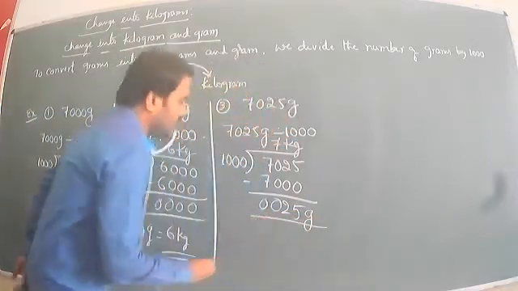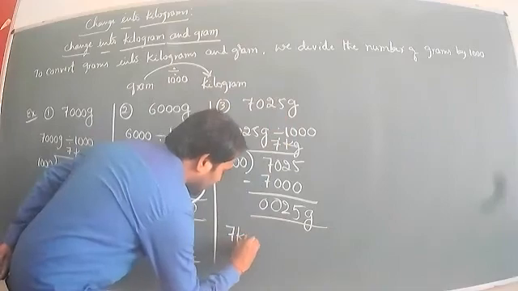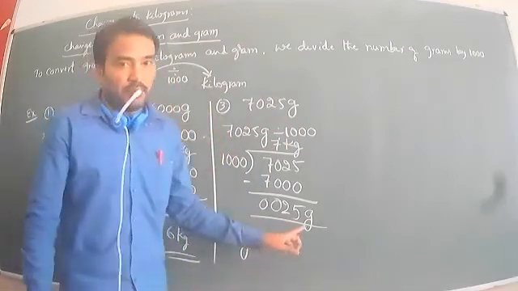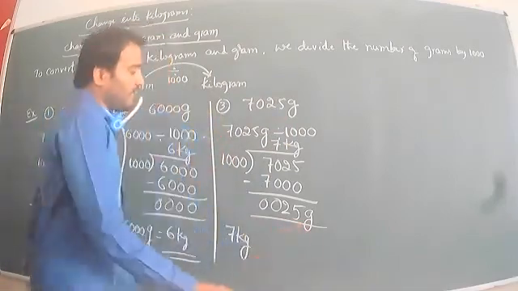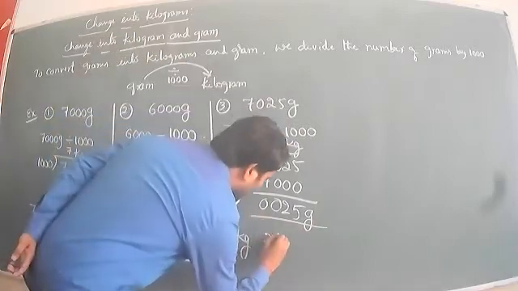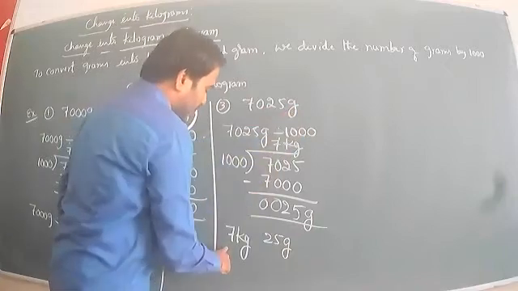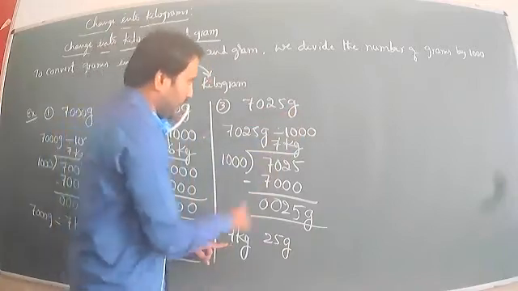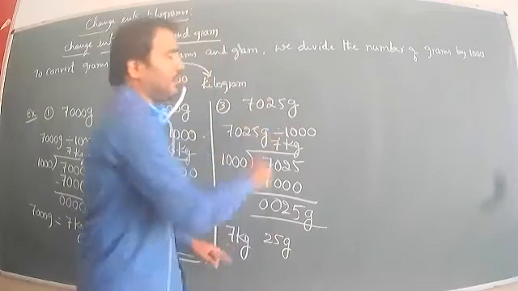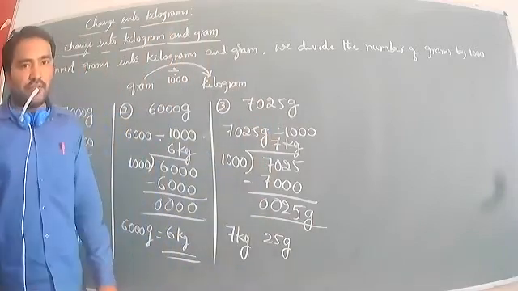So your answer is 7 kg. Only if grams remain should we write the grams; if none remain, it is not needed. Okay, 7 kg. How many grams are remaining? 25 grams. So we can write 7,025 grams as kg and grams: 7 kg 25 grams. I hope all of you understand.